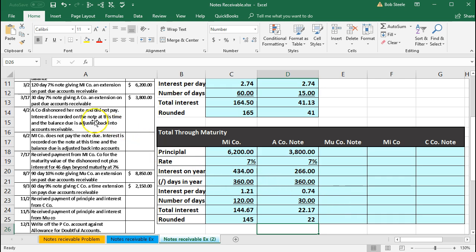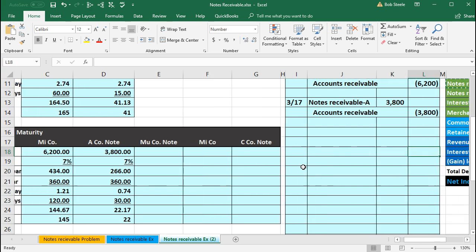Next one, we're going to say that for the 4.2, a company dishonored their note and did not pay. Interest is recorded on the note at this time, and the balance due is adjusted back into accounts receivable. So now we're saying that a company didn't pay us. What we try to do is give them an extension and charge the interest on it, and we still didn't get paid. So now the note has expired and we didn't get paid for it. We're going to put it back into accounts receivable so that we can still track that they owe us money even though the time period has passed.